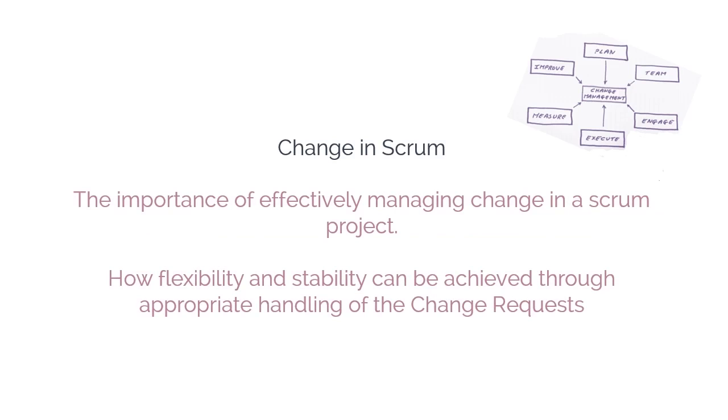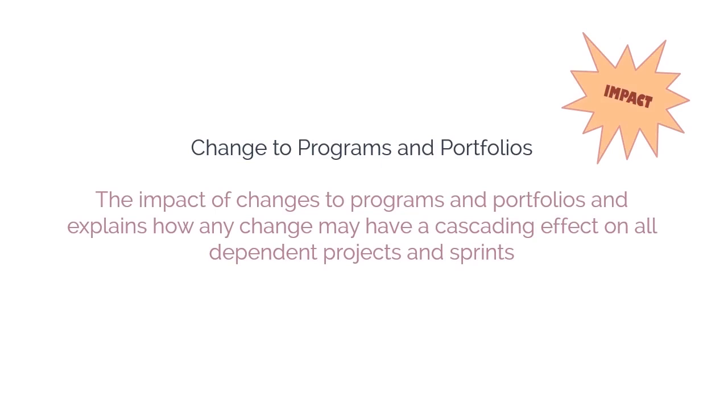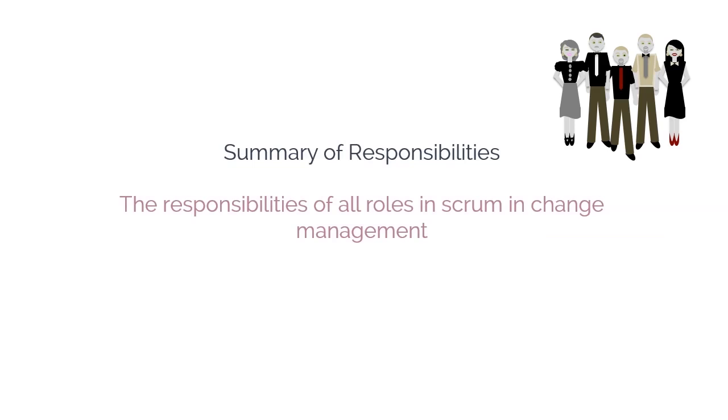project. It also addresses how flexibility and stability can be achieved through appropriate handling of the change requests that arise throughout a project. The next section being Integrating Change, explaining how change requests are assessed and approved or rejected when applying the Scrum framework. This section describes the impact of changes to programs and portfolios and explains how any change may have a cascading effect on all dependent projects and sprints. The last section explains the responsibilities of all roles in Scrum in change management.